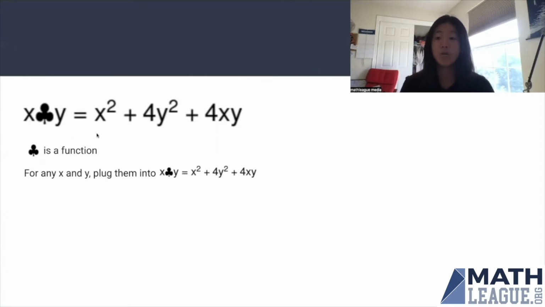And what you would do in that case is for any x, you plug in the x that they give you, so 1. And for any y, you plug in the y that they give you, also 1 in our case. So we could do 1 clubbed with 1 equals 1 squared plus 4 times 1 squared plus 4 times 1 times 1. And we could do that and solve our question, but we can also simplify this a little bit to make it a little bit easier on us.